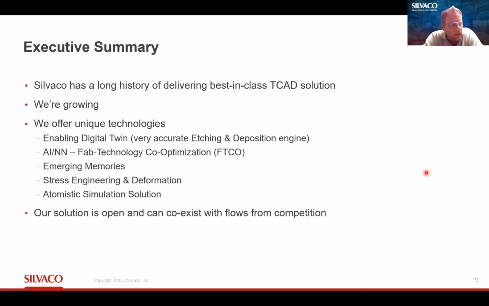Okay. Last but not least, I think it's worth mentioning that our solution is open and can coexist with flows from competition. Thank you very much.